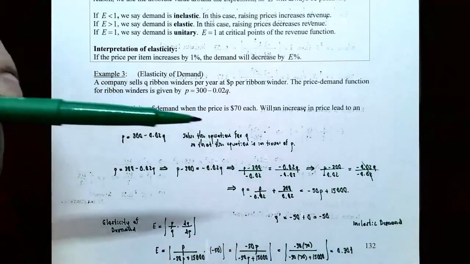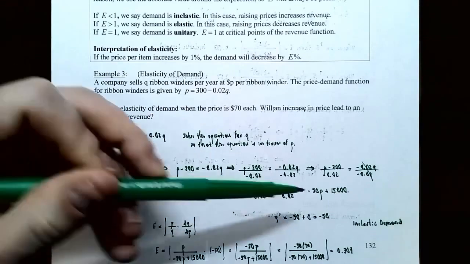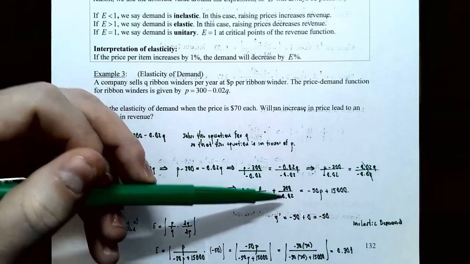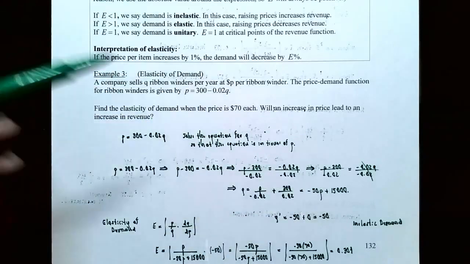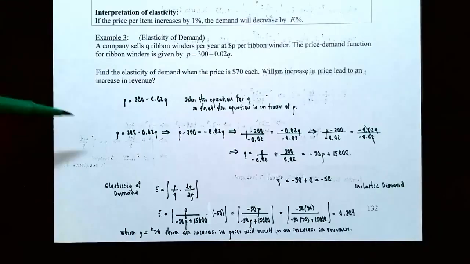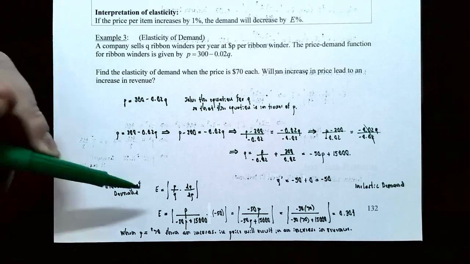So now simplify. You have 1P. So 1 divided by negative 0.02 becomes negative 50 times P. 300 divided by 0.02 becomes 15,000. So that's what Q is. Q is negative 50 times P plus 15,000. Now let's find out what the elasticity of demand is. The elasticity of demand is this formula.